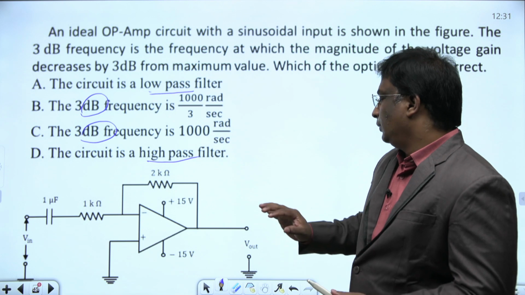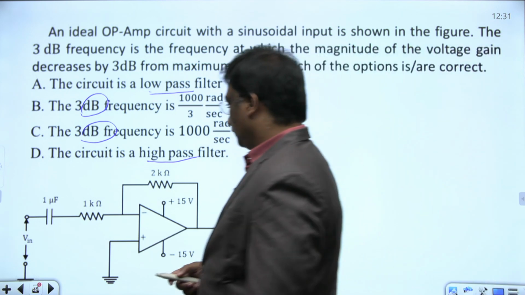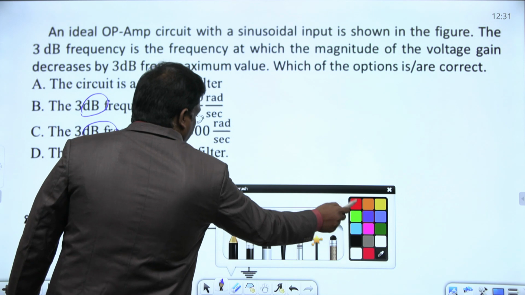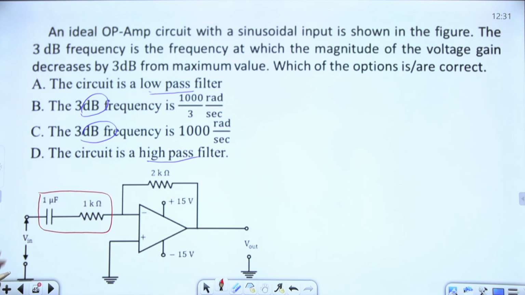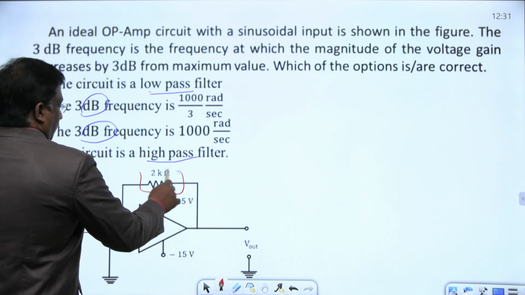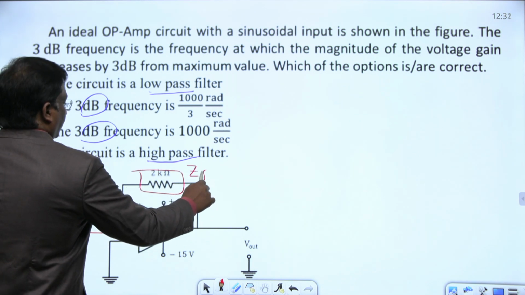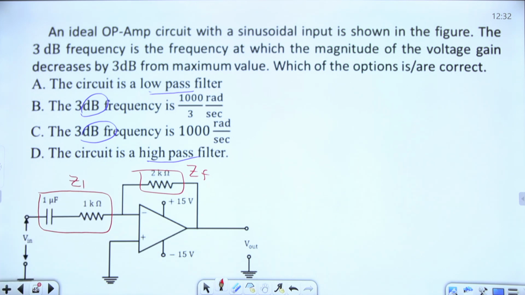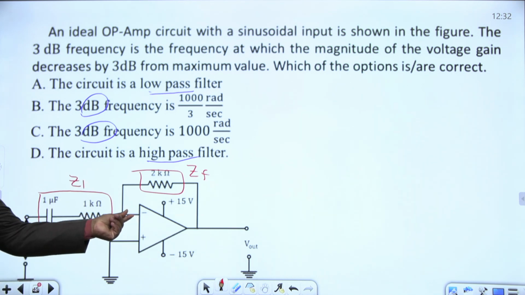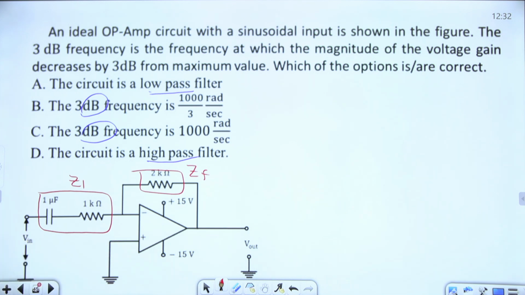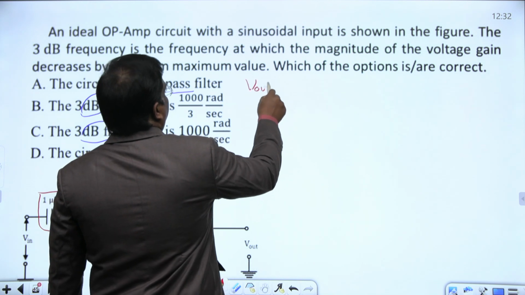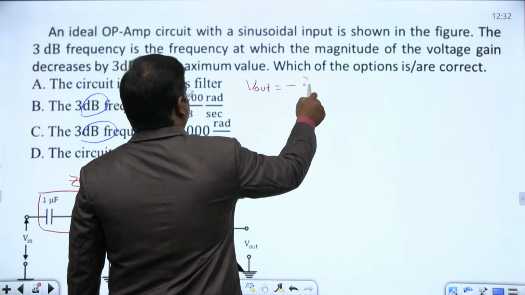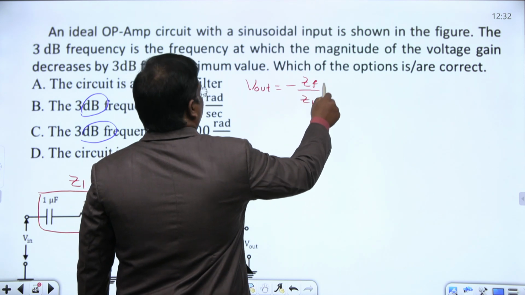Okay, right. Before that, what is the impedance here? Minus j by omega C plus 1k. Here, if you assume this as some ZF, and this as some Z1, the input is given to the non-inverting terminal, and the inverting terminal is grounded. Okay, it is an inverting amplifier. What is V out for the inverting amplifier? Minus ZF by Z1 into V in.